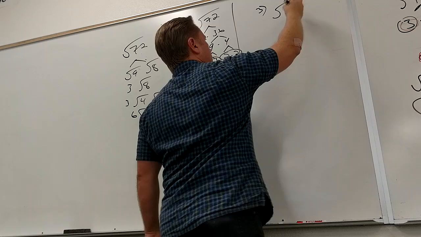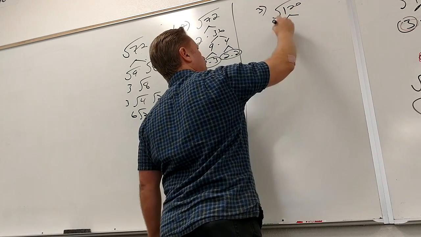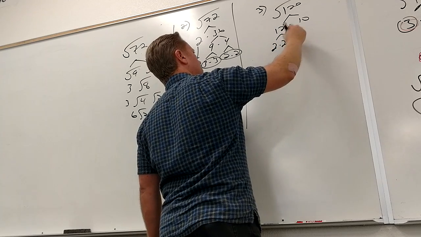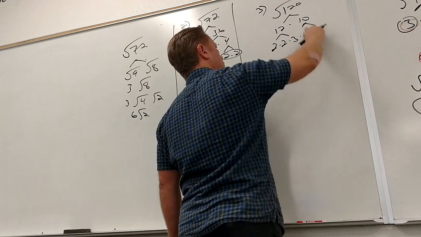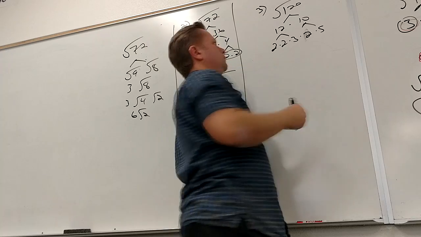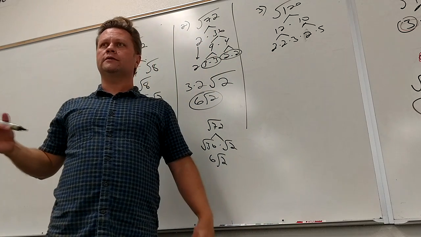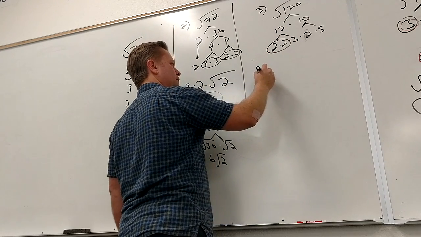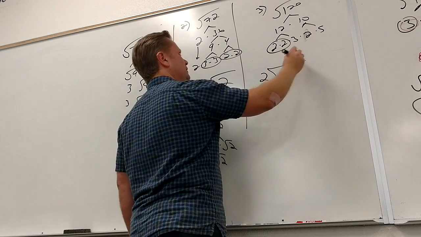So 120. So again, I think most of you guys kind of broke it up like this. Let me just cut to the chase a little bit. So you only see two whats? Two twos. So what do I put on the outside? A 2. And what's left inside?